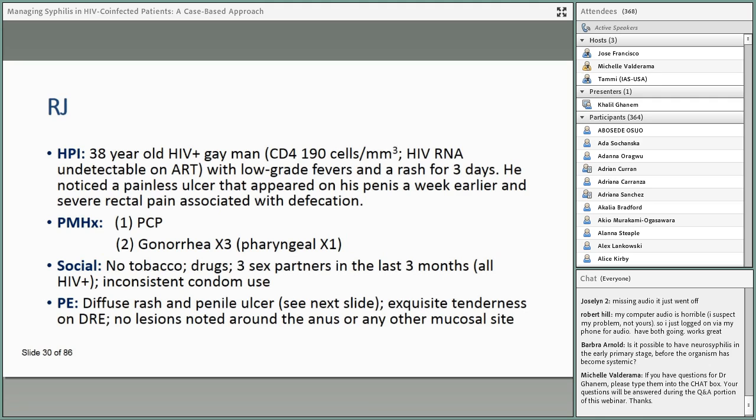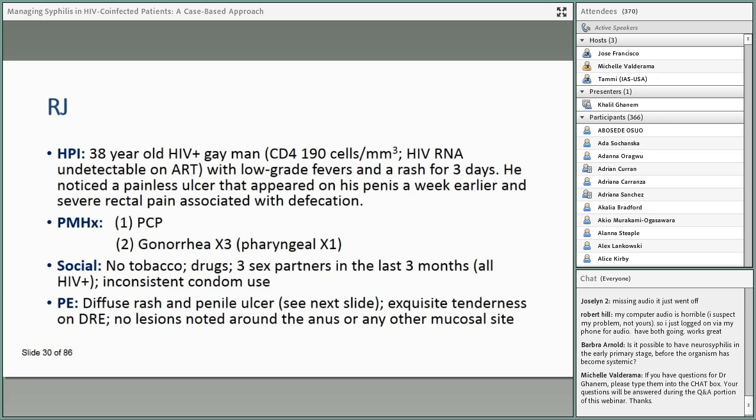Also remember, when you diagnose neurosyphilis, ocular syphilis, and otic syphilis, the treatment becomes 14 days of IV penicillin. 14 days of IV penicillin, whether it's early neurosyphilis or late neurosyphilis, whether it's early ocular or otic syphilis, or whether it's late ocular or otic syphilis. So please keep those very important things in mind. So now let's talk about cases.